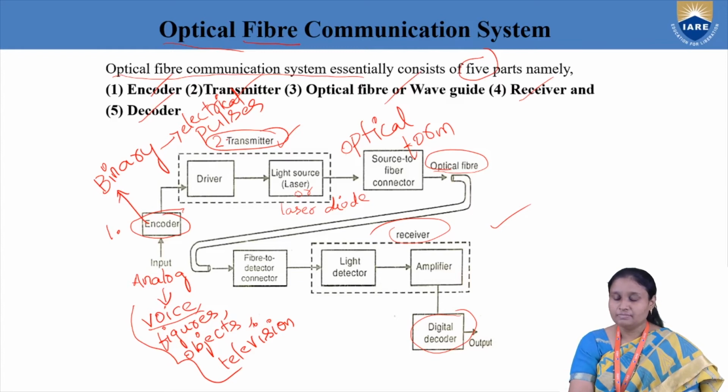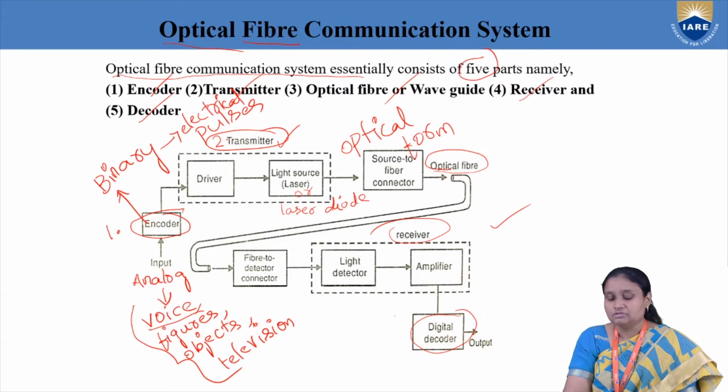Now next comes the role of the third part, that is the optical fiber. With the help of suitable connectors, source to fiber connectors, we'll inject this information in the form of light signals into the optical fiber. Once it goes through the optical fiber, the cable will carry that information over long distances from one place to another with minimum transmission loss, so with negligible loss.